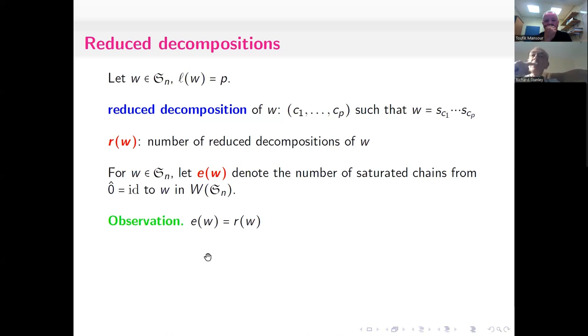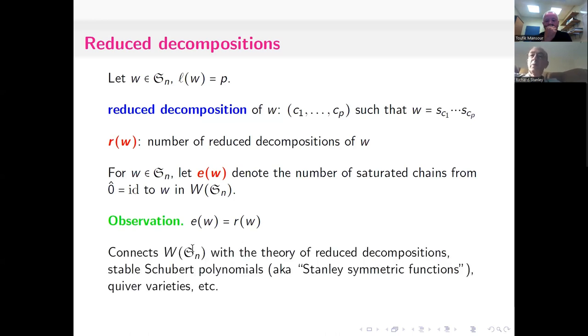Well, it's an easy observation that E of W is just the number of reduced decompositions of W. A saturated chain is just a way of, as we go up the chain, at each step applying an adjacent transposition that increases the length by one. So this connects the weak order with the theory of reduced decompositions of permutations, which in turn are connected with stable Schubert polynomials, quiver varieties, and all kinds of other subjects.